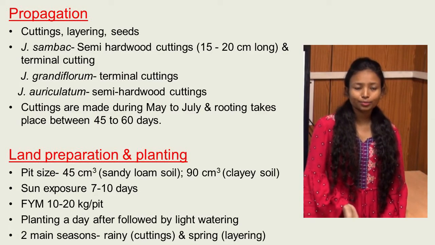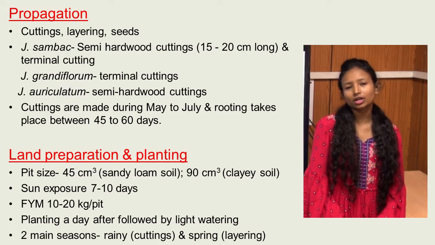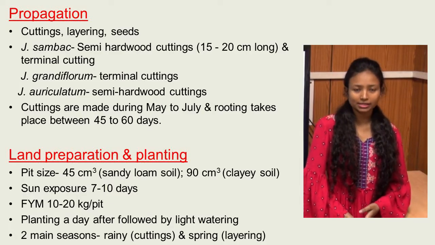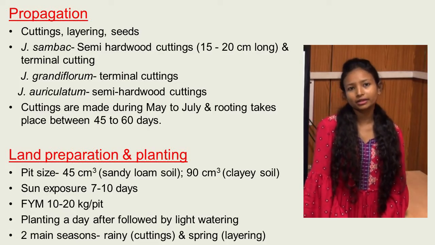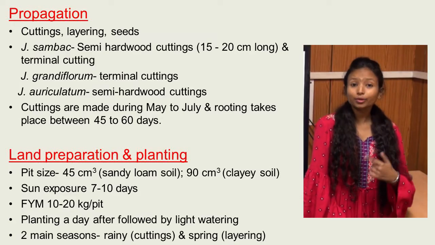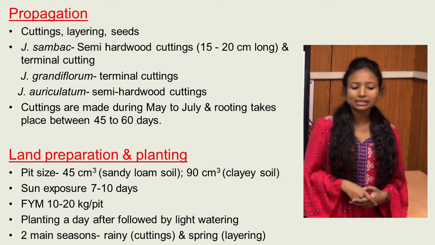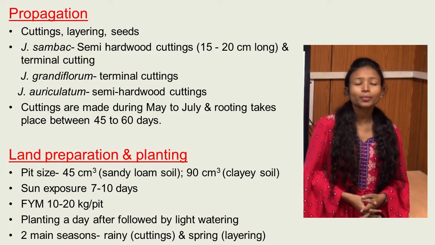After digging the pit, it is exposed to sun for 7 to 10 days, mainly for killing harmful microbes, insect eggs and insects, and well-rotten FYM is applied at the rate of 10 to 20 kg per pit, and irrigated immediately. The next day planting is done, and immediately after planting, light irrigation is provided.